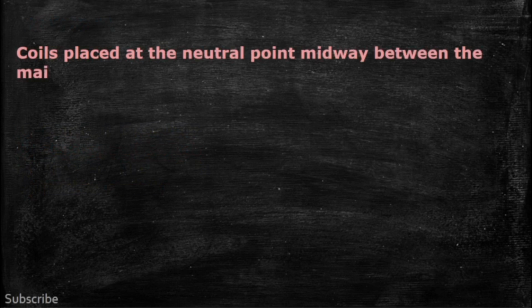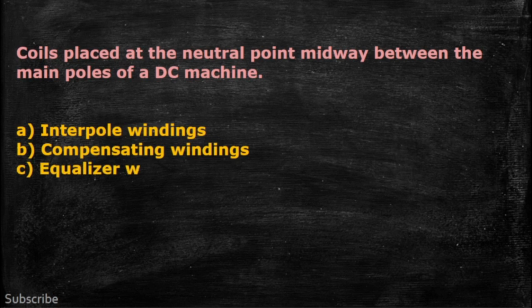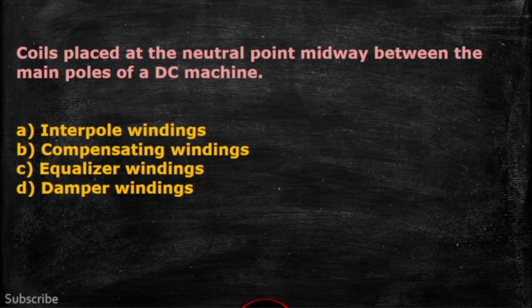Question number 49. Coils placed at the neutral point midway between the main poles of a DC machine. A. Interpole windings. B. Compensating windings. C. Equalizer windings. D. Damper windings. The correct answer is letter A, interpole windings.